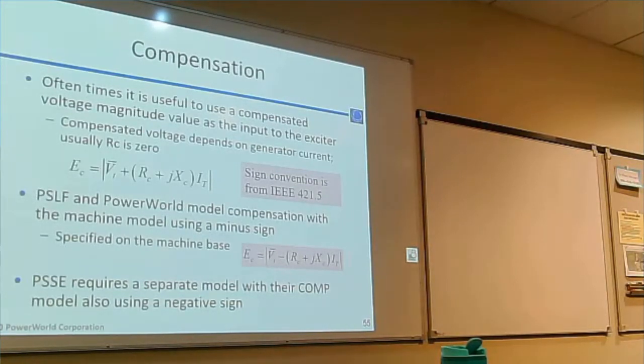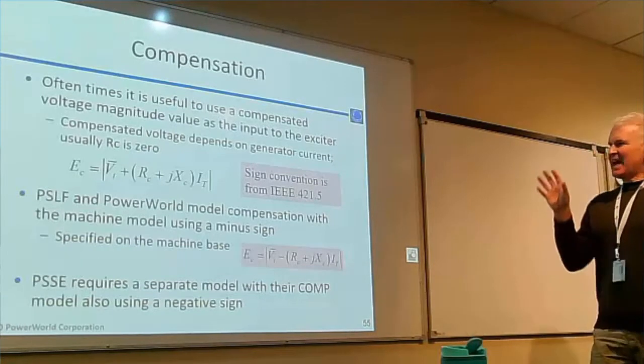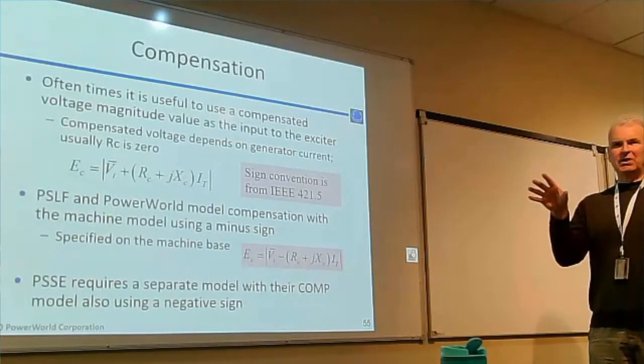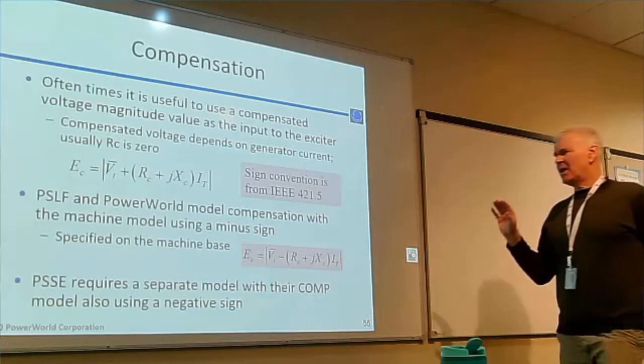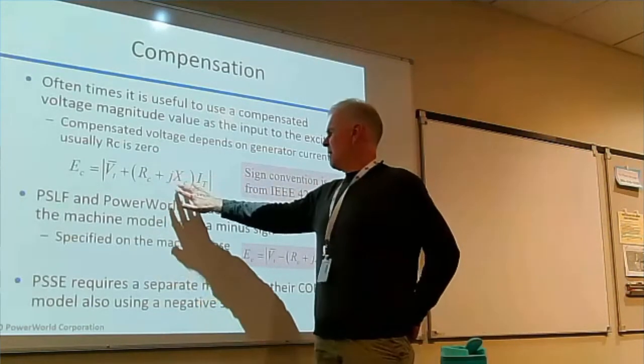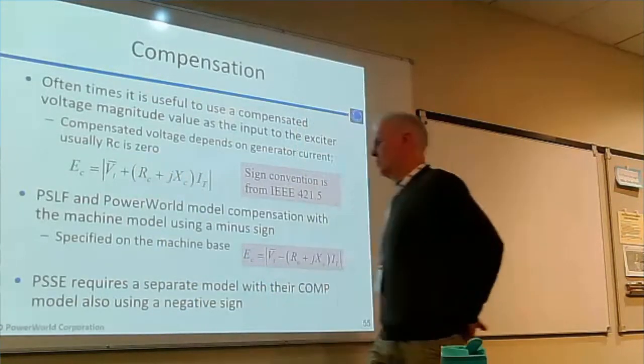Compensation. Oftentimes it's useful to use a compensated voltage magnitude as the input to the exciter. When you bring a signal into the exciter, it does not have to be the terminal voltage. It's commonly a compensated value. Usually it's just compensated with the XC value here. RC is usually 0.